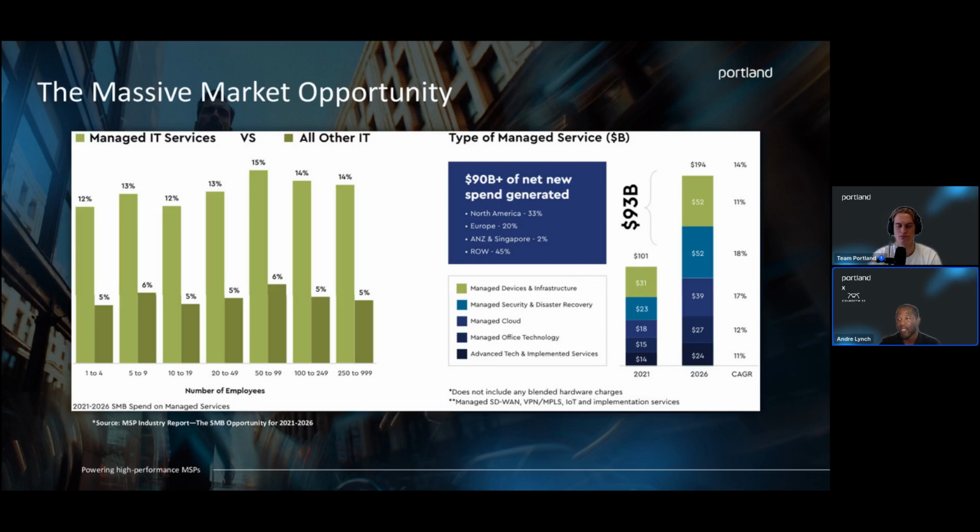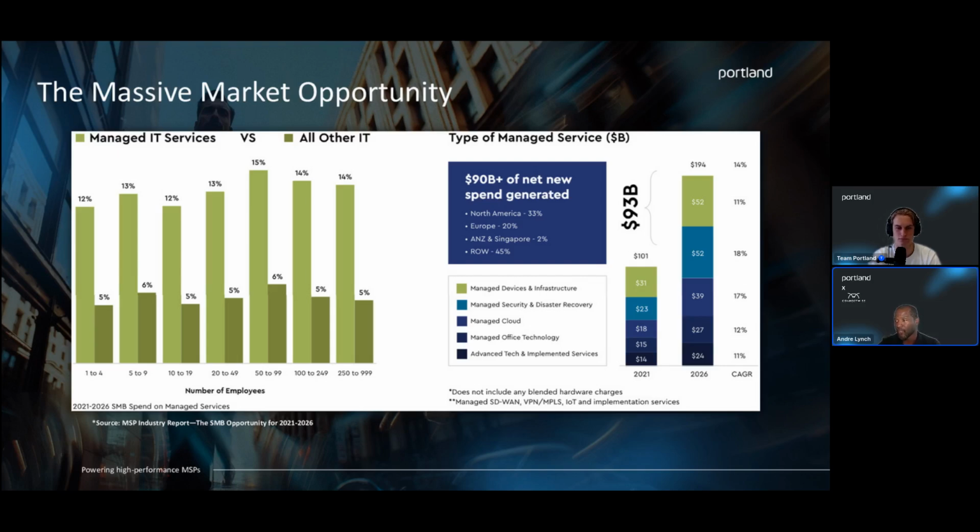So it doesn't matter if you look at the statistics on the left, it doesn't matter the size of the SMB, whether it's 1 to 4, 50 to 95, or 250 to 995, they will be spending far more on managed IT services than all of the IT services. And if you look at the graphic on the right, you will see that in Europe, we're expecting that growth to be 20%. So how can you be part of that 20% growth is the key question you should be asking yourself.